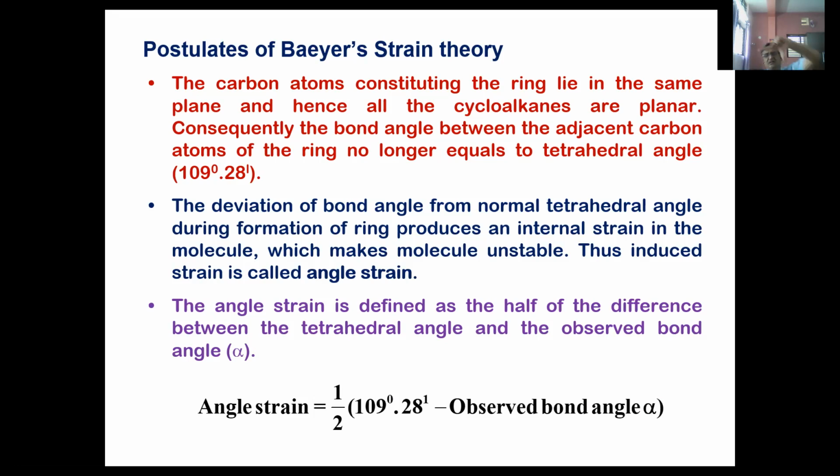Okay, so this is your propane molecule. For one carbon, one carbon, one carbon. Okay, here to here you will find 109 degrees 28 minutes. Suppose if forcibly you bring it to form a ring structure, it no longer exists at the tetrahedral angle. In this case, the bond angle gets deviated from 109 degrees 28 minutes. The deviation of the bond angle from the normal tetrahedral angle during formation of the ring produces an internal strain in the molecule.